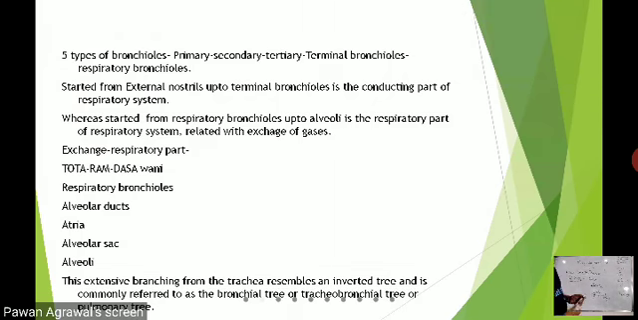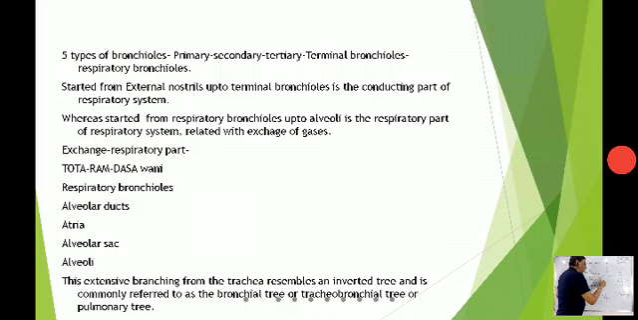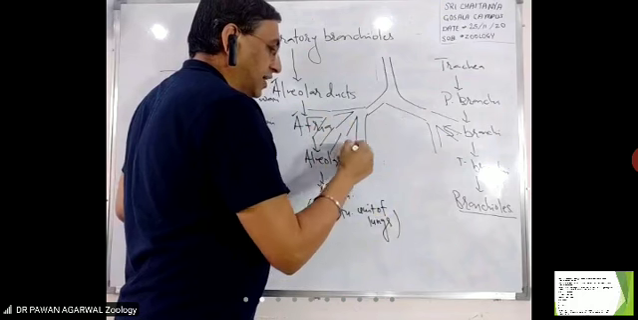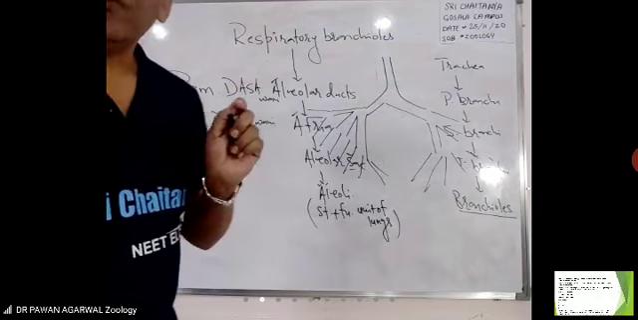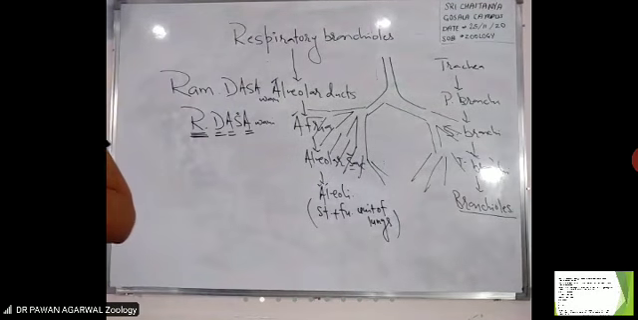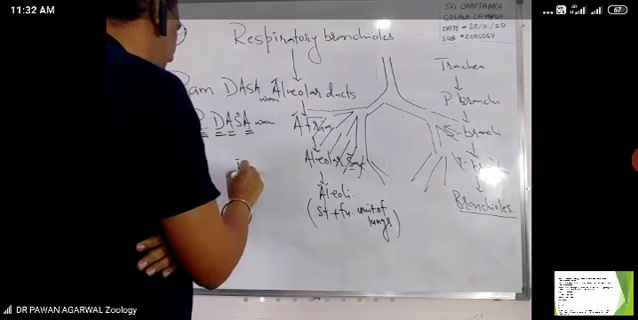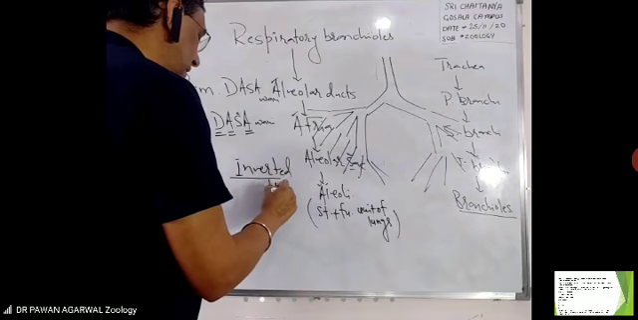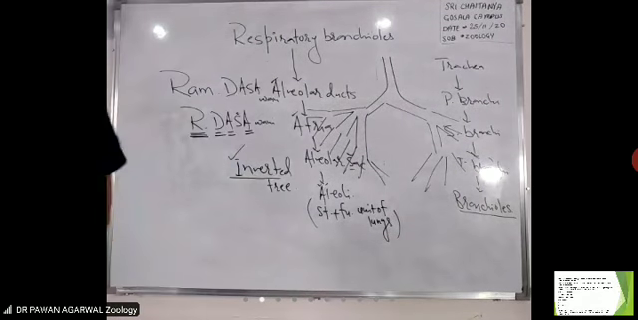Now see, all these branches are present inside the lungs. If you see it carefully, it is looking like an inverted tree. This branching is looking like the inverted tree.